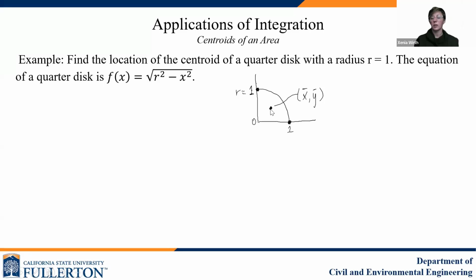We need to determine what the coordinates, or what the number, of the centroid is. Like, where is this on the x-axis? Where is this on the y-axis? If the radius of my quarter disk, or my quarter of a circle, is 1 in the x direction and 1 in the y direction.